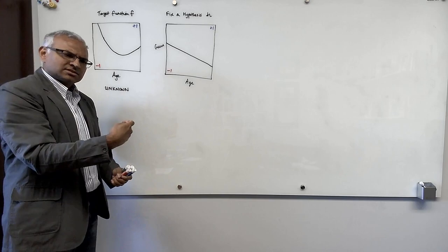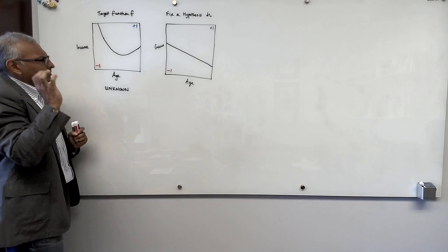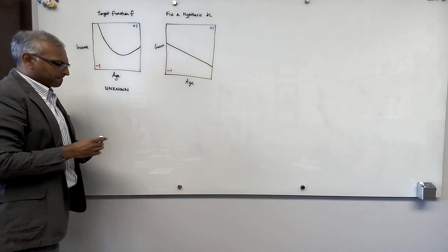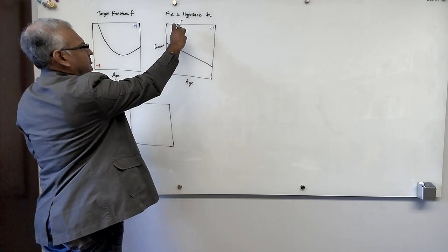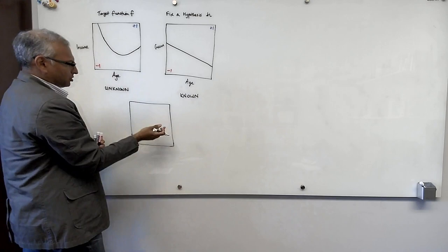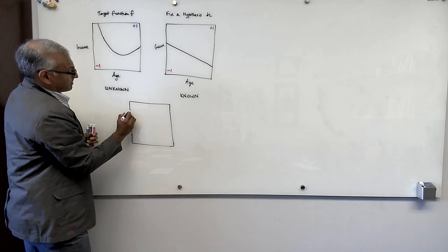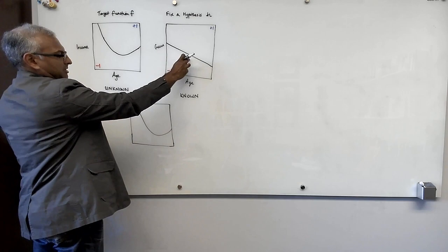Okay. So now bear with me as I do something that might look a little strange. I'm going to superpose these two on top of each other. Let me also emphasize that my fixed hypothesis is my hypothesis, so this is known. So I have my true target function, which looks something like this, and my hypothetical one, which looks something like this.